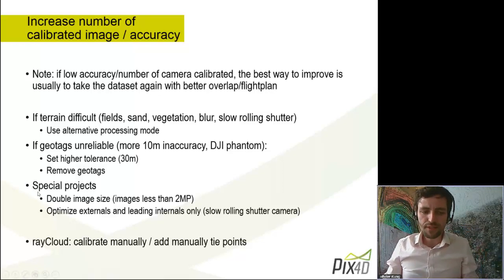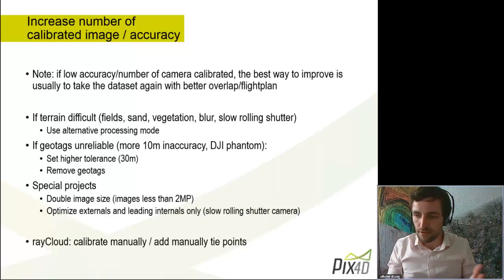For some very specific projects, like when you have images of less than 2 megapixels, usually thermal imagery or very deep near-infrared imagery, we would recommend in the first step to select double image size in the feature extraction. And again, as I already mentioned before, you could also decide to optimize externals and internals, or just the externals, when you have this rolling shutter camera type.